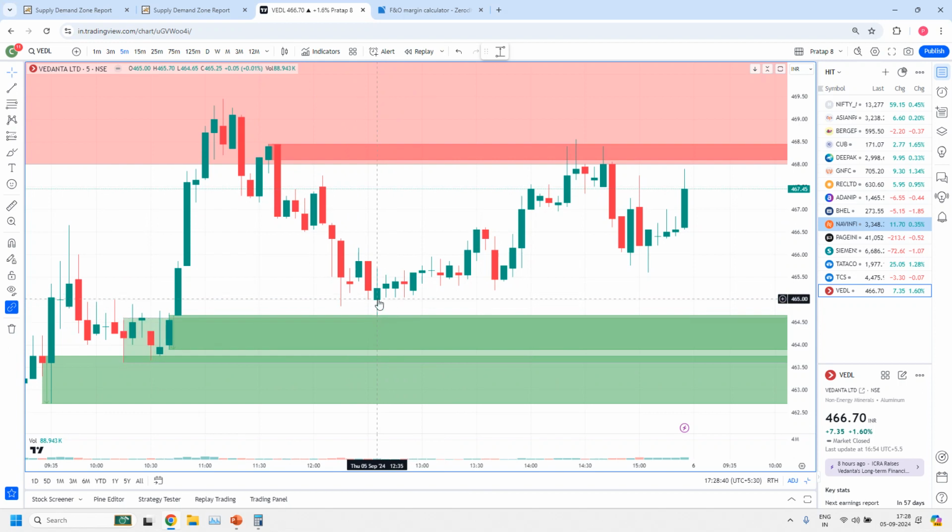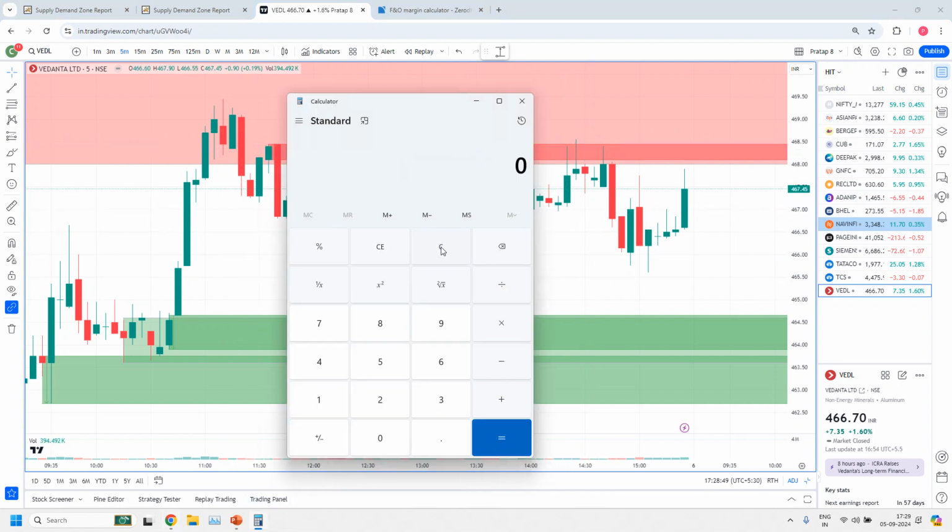See how powerful the rejection is. After that, see the price movement from here to here. Came down and again pushed up and reached the target. And how much profit we would have got? Let us calculate.